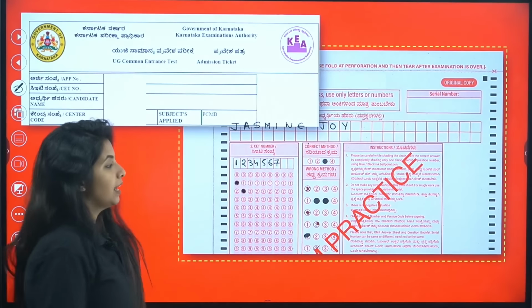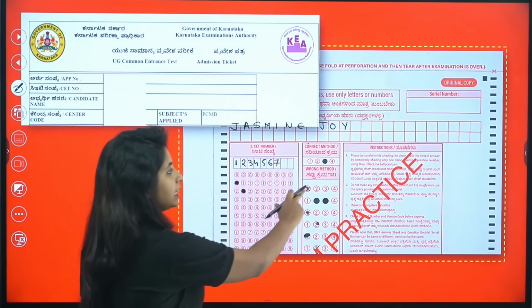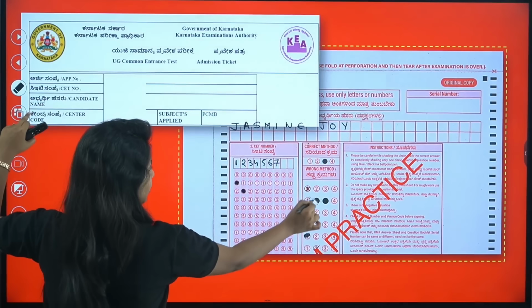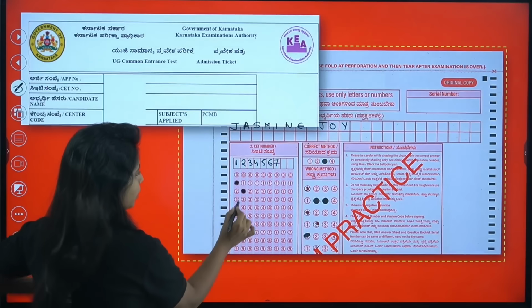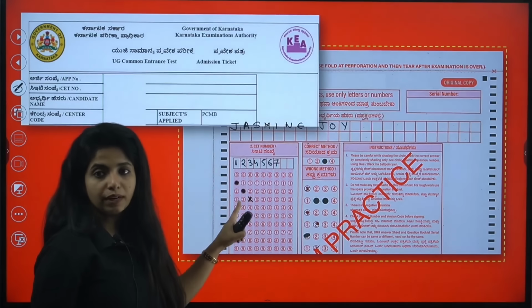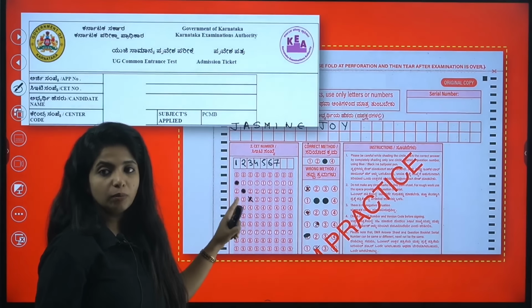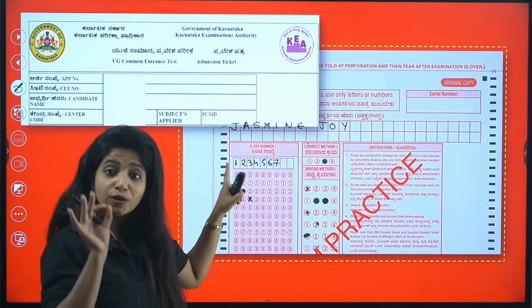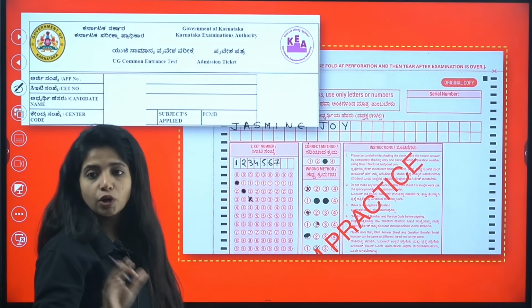Now again, one very important thing here: it is clearly mentioned what the wrong method is and what the correct one is. Some people think, okay, 3 is a number, so I will make a cross in 3. No, this is not going to be read. Please understand that. All this information is very crucial. Your CET number is very unique. You cannot do it like that.